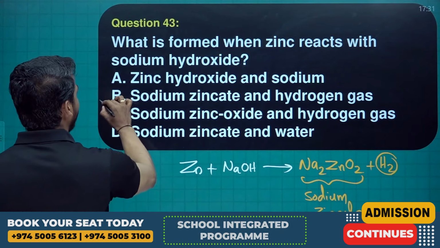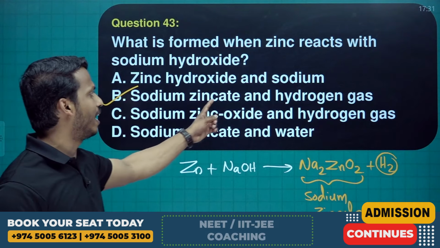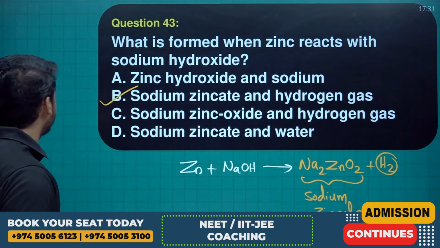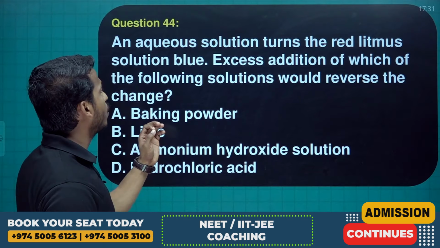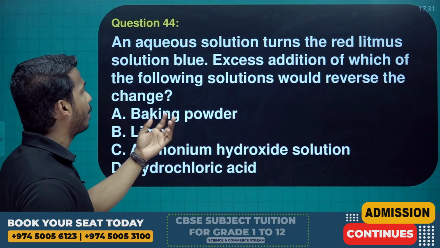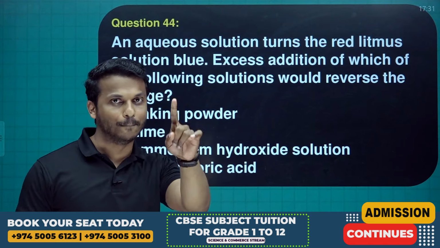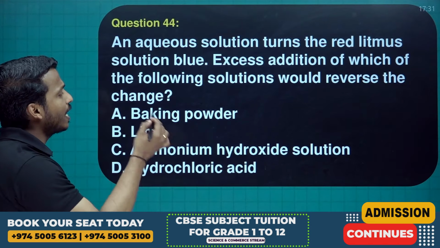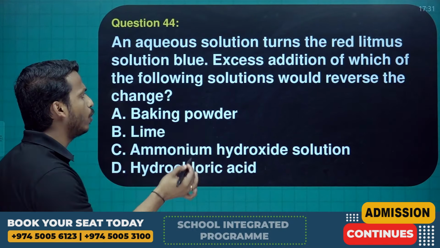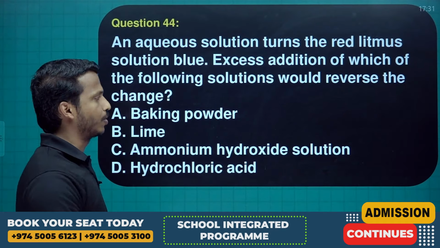Sodium zincate and hydrogen gas, option B. Sodium zincate and hydrogen gas is produced. Now, dear, an aqueous solution turns the red litmus paper to blue. Red to blue means a basic solution. Excess addition of which of the following solutions would reverse the change?